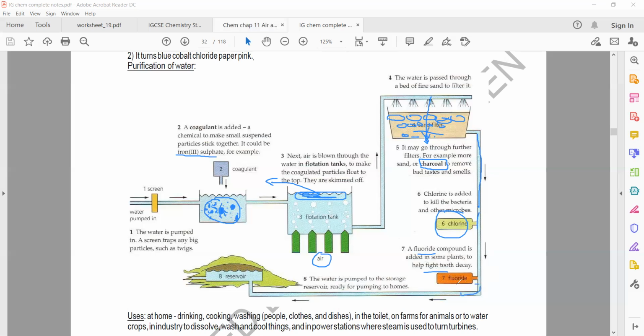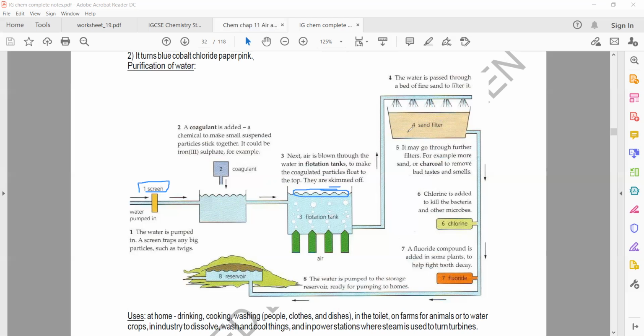And this water is pumped to the storage tank and then travels to homes where we use it. Is the process of purification of water clear? So first, screening is done. Screening will remove the heavy particles. Then we add a coagulating agent such as iron(III) sulfate or aluminum sulfate, which makes small particles join together so they settle down. Then aeration, or air, is blown so that these particles float at the surface and are skimmed off.